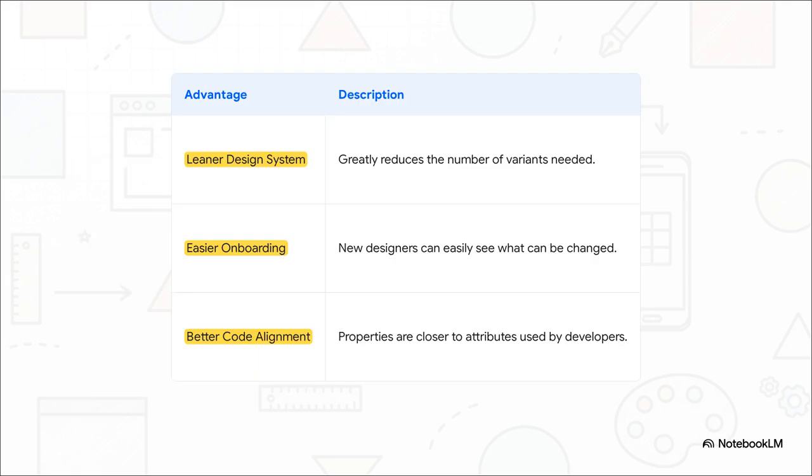And the real-world benefits here are just huge. Your design systems get way smaller and easier to manage. When a new designer joins the team, they can onboard so much faster because the component itself tells them what they can and can't change. And maybe best of all, this way of thinking creates a shared language with developers because these properties look a lot like the props they use when they're actually building the components in code.